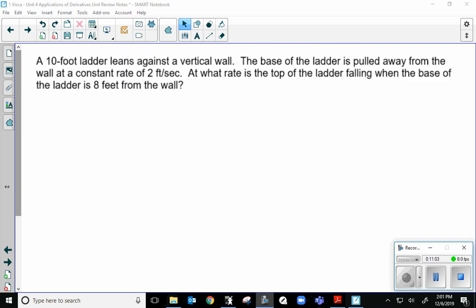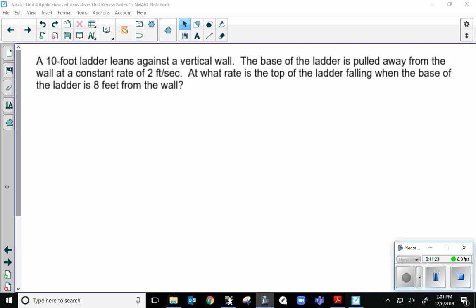A 10-foot ladder leans against a vertical wall. I love drawing these things. The base of the ladder is pulled away from the wall at a constant rate of 2 feet per second. At what rate is the top of the ladder falling when the base of the ladder is 8 feet from the wall? Wow, that's a lot of information.